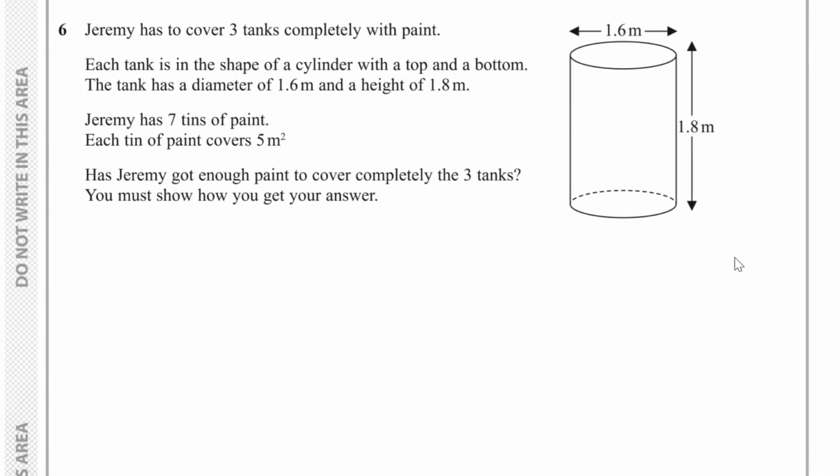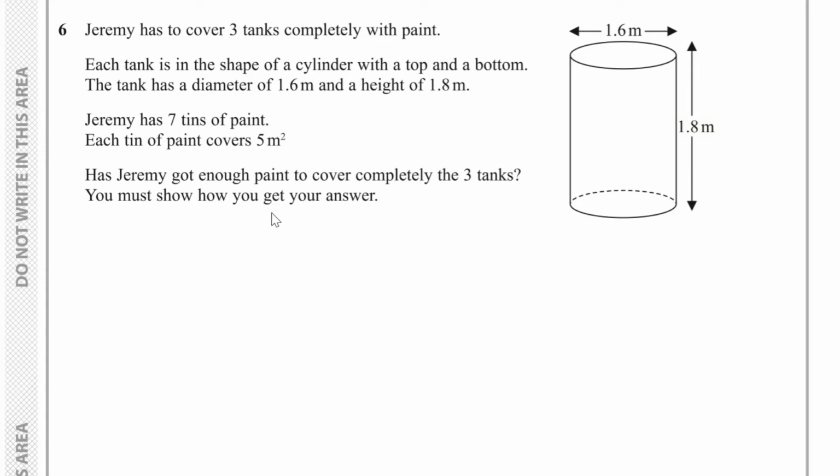Question number 6. Jeremy has to cover 3 tanks completely with paint. Each tank is in the shape of a cylinder with a top and a bottom. The tank has a diameter of 1.6 meters and a height of 1.8 meters. Jeremy has 7 tins of paint. Each tin of paint covers 5 meters squared. We have to find out if Jeremy has enough paint to cover completely the 3 tanks. You must show how you get your answer.